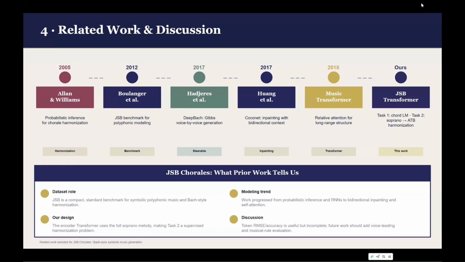For task 1, we use a transformer to model full chord sequences. For task 2, we use the soprano melody as the condition and generate the other voices. One thing we learned is that standard metrics like accuracy or perplexity are useful, but they do not fully describe musical quality. So we also include checks for music properties like pitch range, repetition, and voice crossing.